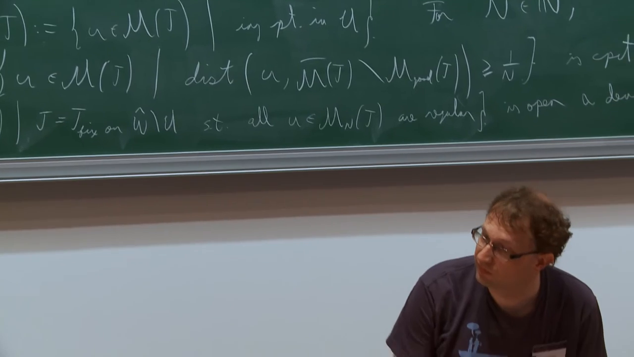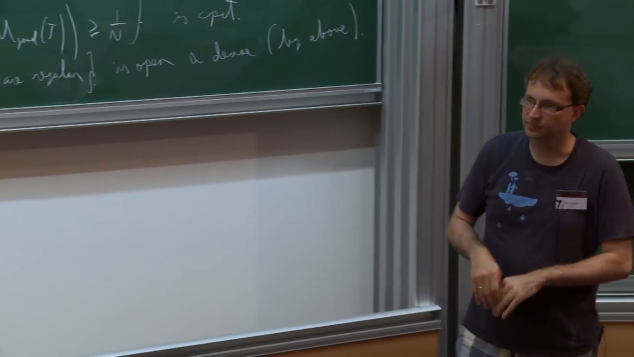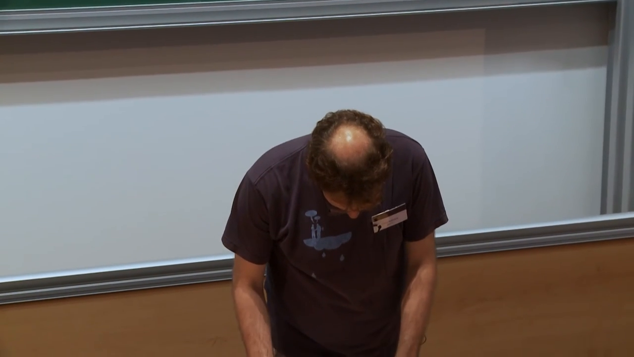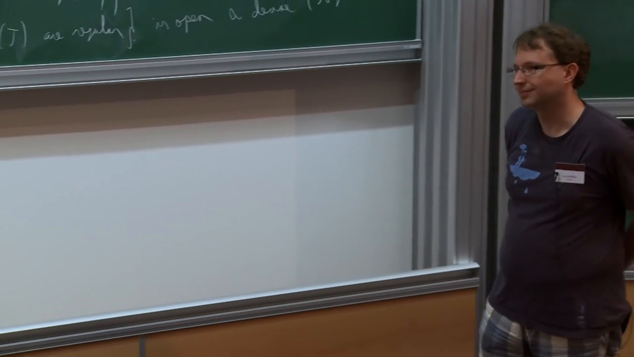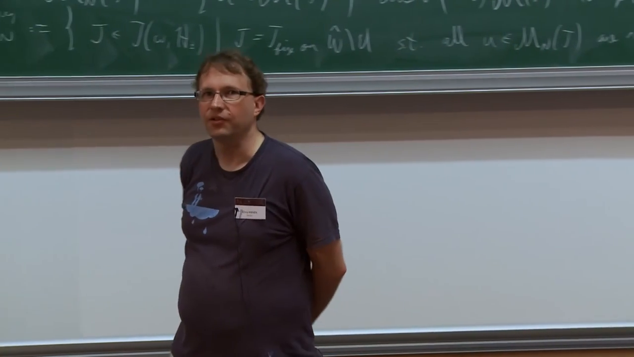The Taubes' trick is sort of finding a compact space so that, when it's compact, you can say the regular elements of the compact thing are open. So Taubes' trick gives you the openness. And then you take an intersection of open dense sets. That's a good way of putting it.